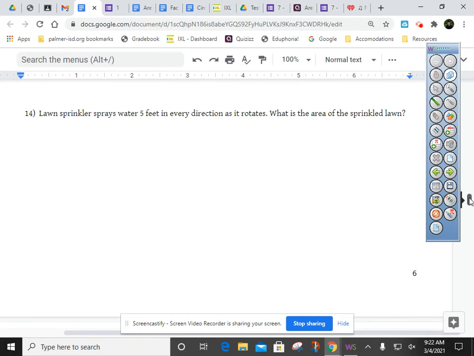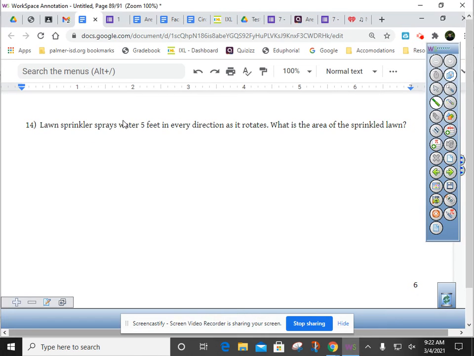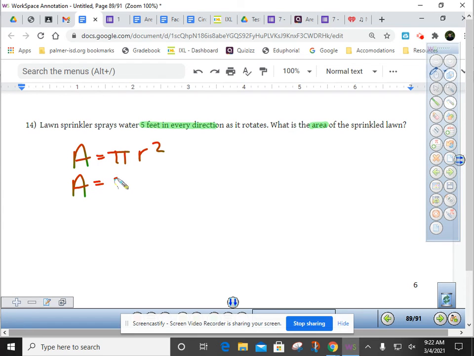Let's look at number 14. A lawn sprinkler sprays water 5 feet in every direction as it rotates. What is the area of the sprinkled lawn? How do you find area? A equals pi r squared. Write it down. What is the radius? 2.5.